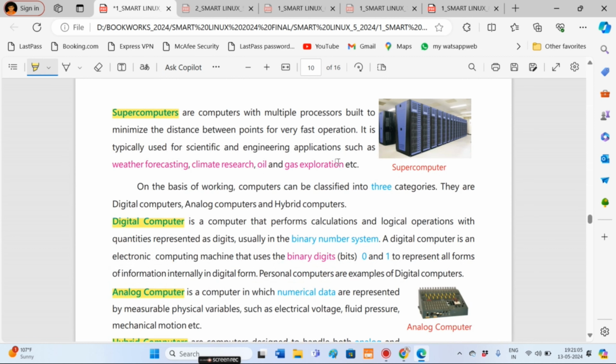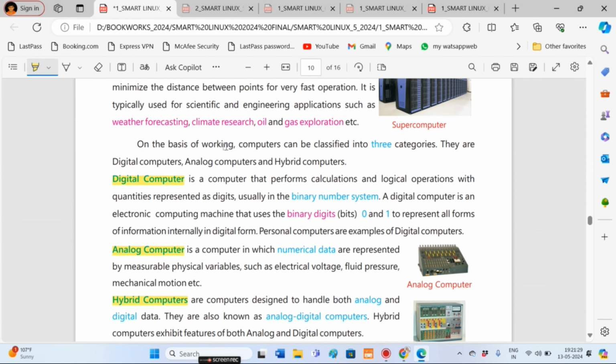Supercomputers are computers with multiple processors built to minimize the distance between points for very fast operation. It is mainly used for scientific and engineering applications such as weather forecasting, climate research, oil and gas exploration, etc. This is the image of a supercomputer. It has multiple processors to minimize the distance between points for very fast operation.